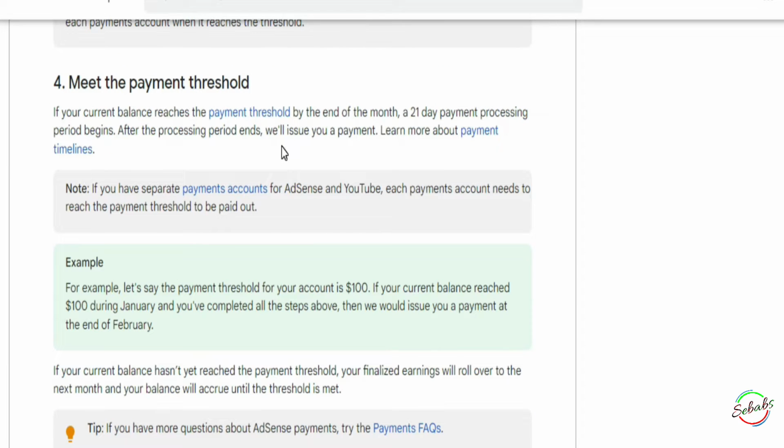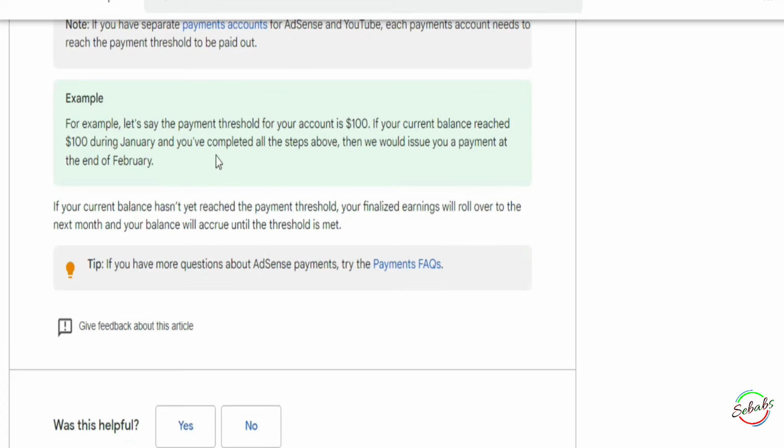After these first three steps, next thing is you need to meet the payment threshold. If your current balance reaches the payment threshold by the end of the month, a 21-day payment processing period begins. After the processing period ends, we'll issue you a payment. For example, let's say the payment threshold for your account is 100. If your current balance reached 100 during January and you've completed all the steps above, then we would issue you a payment at the end of February.